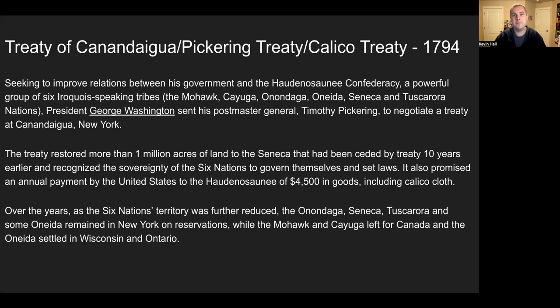Over the years, as the Six Nations territory was further reduced, the Onondaga, Seneca, Tuscarora, and some Oneida remained in New York on reservations, while the Mohawk and Cayuga left for Canada, and the Oneida settled in Wisconsin and Ontario. So in other words, even though we gave them 1 million acres of land, we then started taking it back by expanding into it. And so the Native Americans were overwhelmed, and they ended up finding other places to go or going to live on reservations.